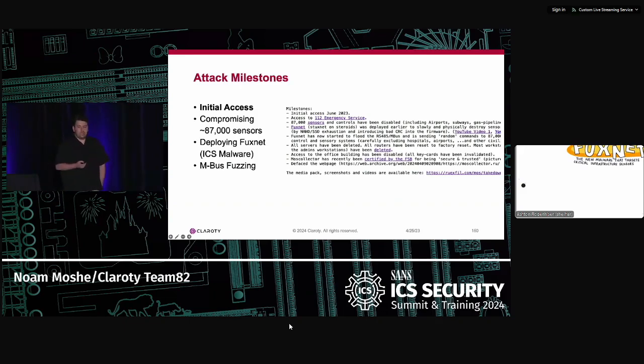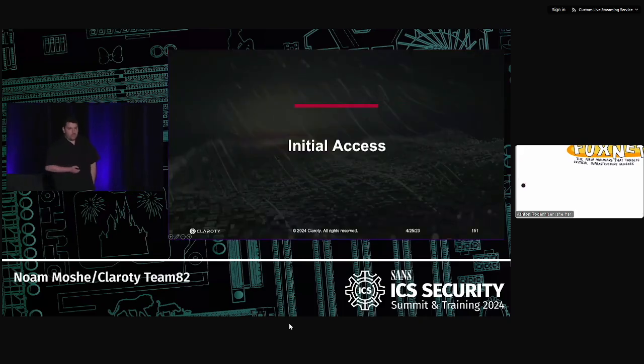So let's analyze each of these goldstones and try to understand how Blackjack was able to achieve it. And of course, we have to start at the beginning, which is the initial access. How did Blackjack get in?